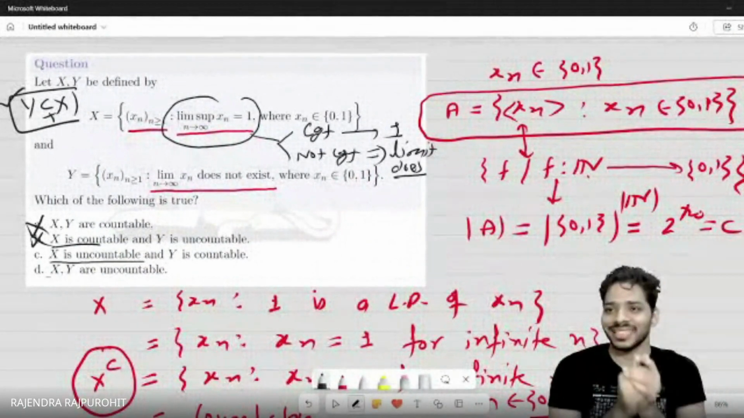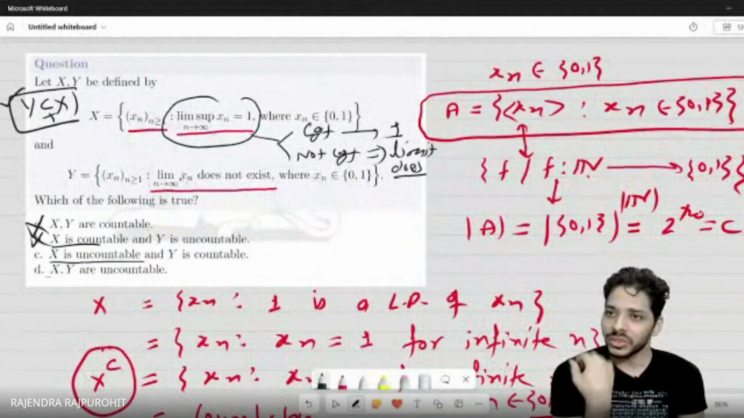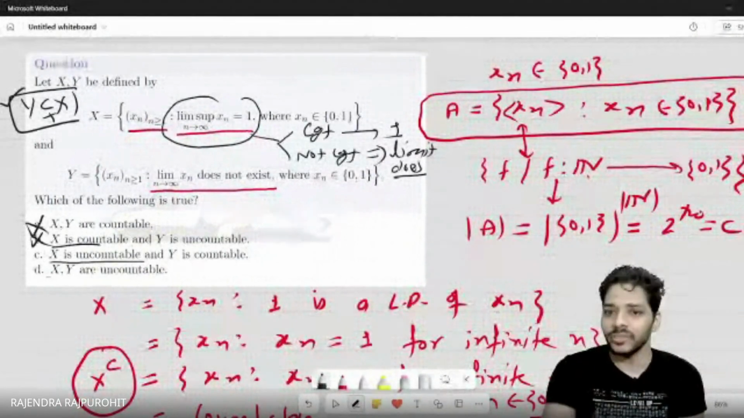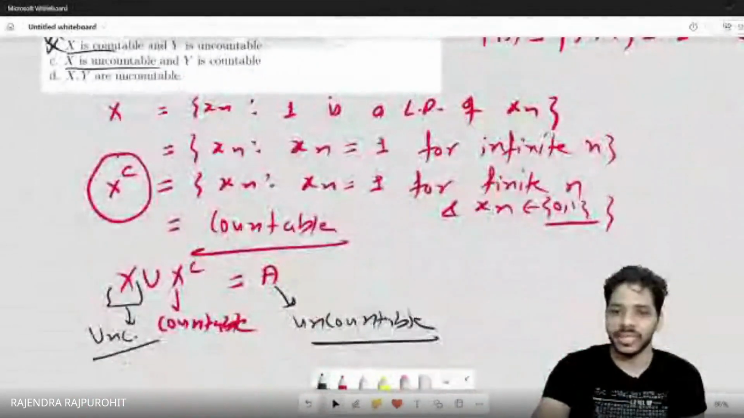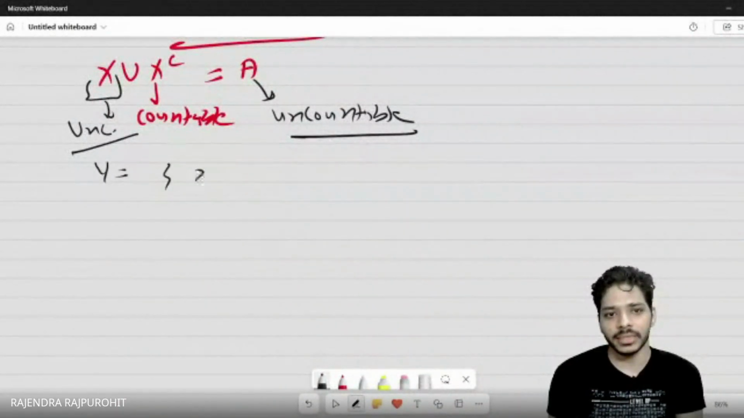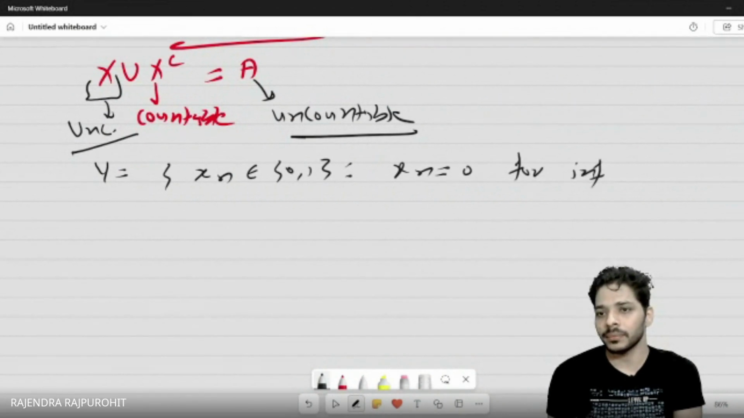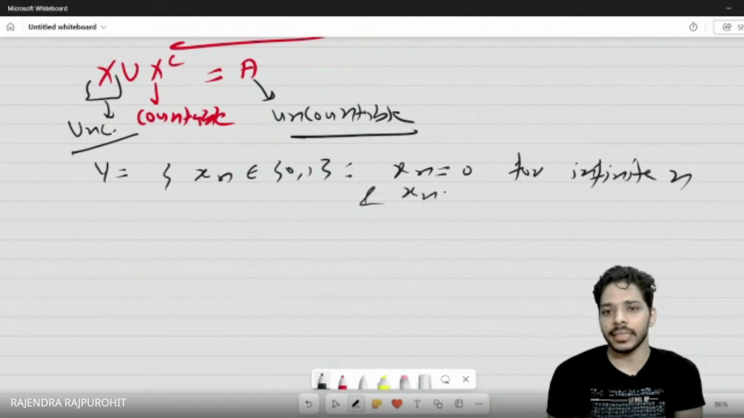Proper. Okay. Now you can take all those sequences in this case. Y can be written like this: you have Y to be all those sequences xn belonging to 0, 1, such that xn equals 0 for infinitely many n, and xn equals 1 for infinitely many n.